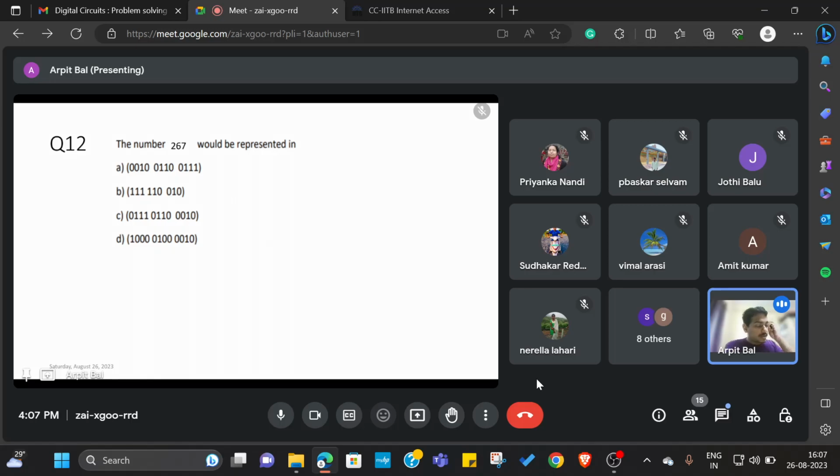Okay, then the next question is: the number 267 would be represented in, I think it is BCD. Yeah, so we need to represent 267 in BCD. Again, it's a straightforward question. So can anyone? Option A. Yeah, option A is correct. This is 2, this is 6, this is 7.